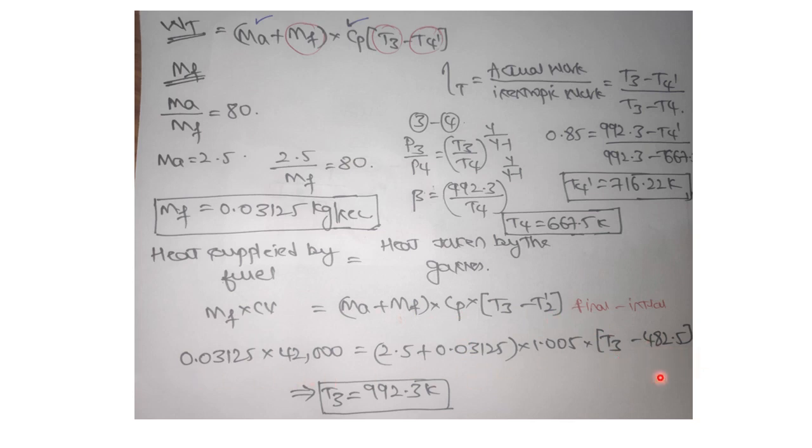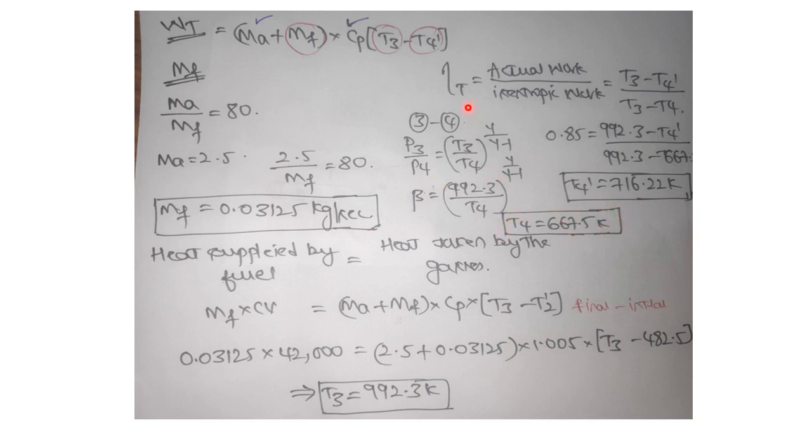So once T3 is known, you know how to calculate T3 dash. You want not T3, you want T4, right? Okay, fine. Once T3 is known, you can use the PVT conversion equation for the process 3 to 4, which is adiabatic expansion. When you use the PVT conversion equation, you can calculate T4. Once T4 is known, you can use the efficiency of the turbine formula, which states actual work divided by isentropic work.